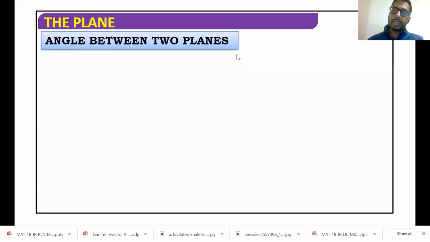Angle between two planes. Now we know the angle between two lines, and to find the angle between two lines, we use the formula of cos of theta. Again, there are multiple formats. If you know your direction cosines, we can say that cos theta is equal to L1 L2 plus M1 M2 plus N1 N2, whatever value comes. If that value equals 0, then I can say that the angle between those two lines is 90 degrees.